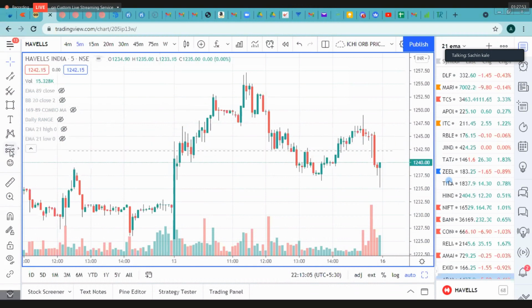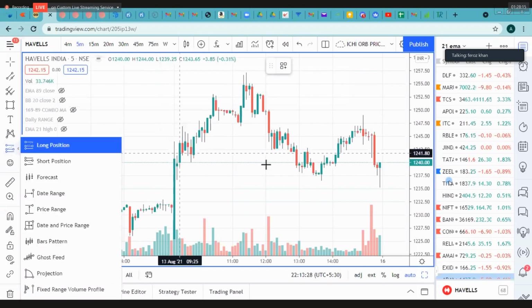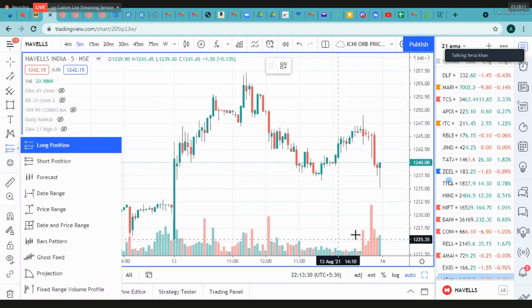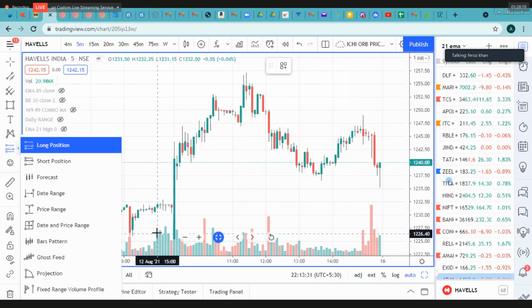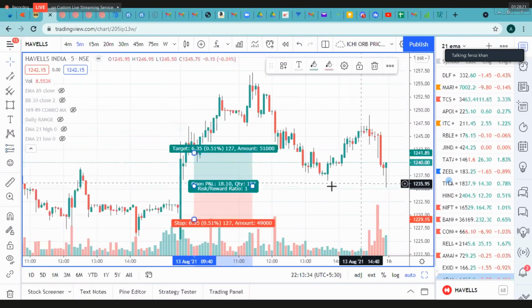Yes. So the basic question is, how do you decide where you are entering, and everybody's talking about stop loss and targets. It's not just about stop loss and targets. There's an indicator in TradingView. If you can see this, there's an indicator called Long Position. Suppose this is the stock which we are talking about right now, the Havel stock.